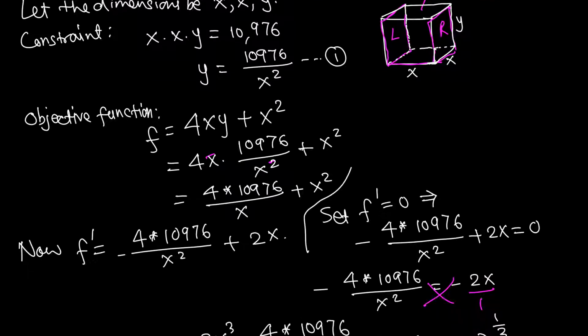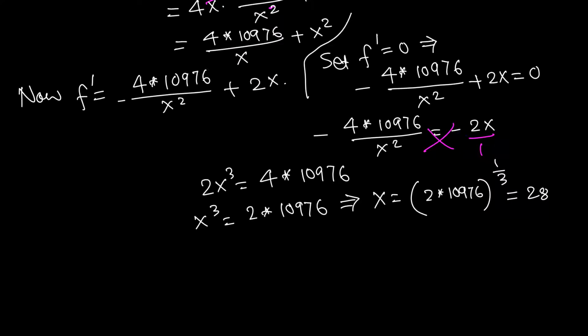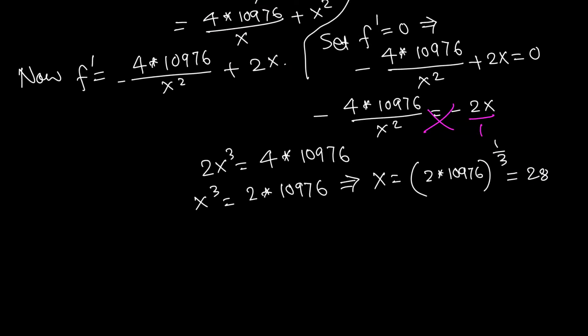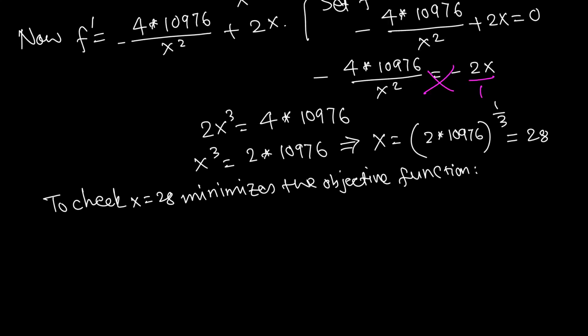But we need to verify why x equals 28 minimizes the objective function. So to check that, we need to find the second derivative. To check x equals 28 minimizes the objective function, which is the amount of fencing, we need to find the second derivative. Let's find the second derivative.